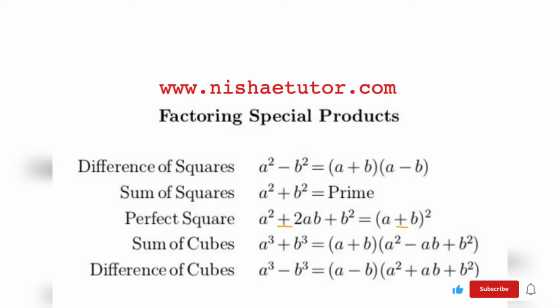So let's solve questions, but remember one thing: as always, when factoring special products, it is important to check for a GCF, which means greatest common factor, first. So first we have to take common. Only after checking for a greatest common factor should we be using the special products.